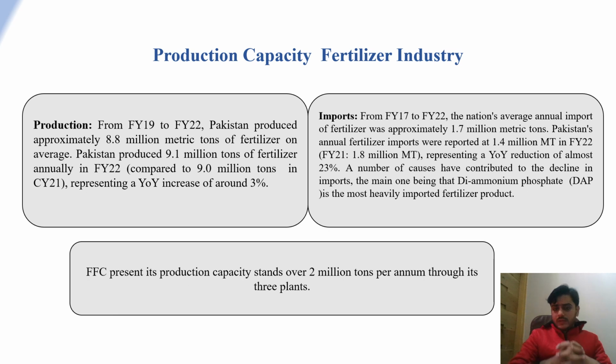Now we are moving to imports. We see the imports from fiscal year 2017 to fiscal year 2022, where the average fertilizer import was approximately 1.7 million metric tons. Pakistan's fertilizer imports were reported at 1.4 million metric tons in 2022, compared with 1.8 million metric tons in fiscal year 2021. So the year-to-year decline in imports was 23%. The reason behind this is that DAP, one of the major types of fertilizer and the most heavily imported fertilizer product, declined due to being an expensive product. This reduced imports, which is a positive sign.